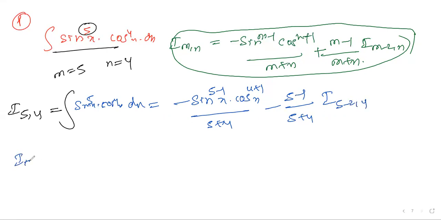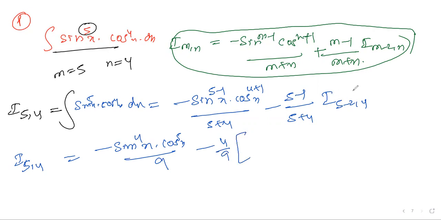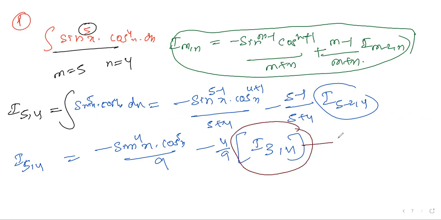Next, continuing, I 5 comma 4 is equal to minus sine of 4x into cos of 5x by 9, plus 4 by 9 times I 3 comma 4. Okay, I 3 comma 4. So do one thing, I 3 comma 4 is not the final answer. Find I 3 comma 4 separately. Start working on I 3 comma 4 on a separate page, using the same formula.